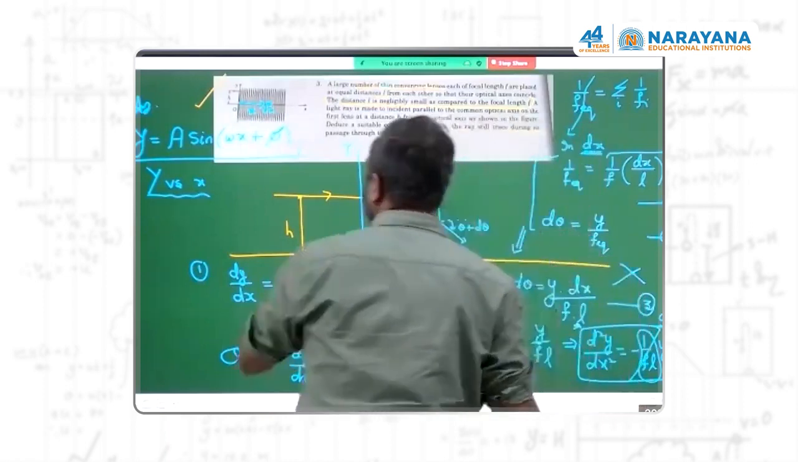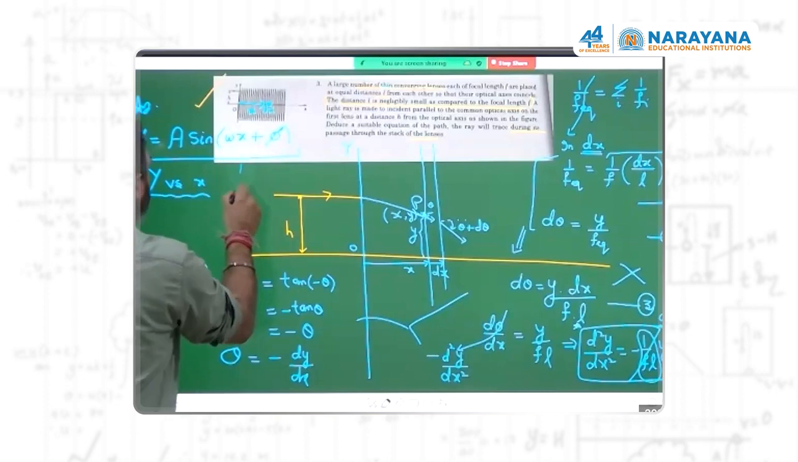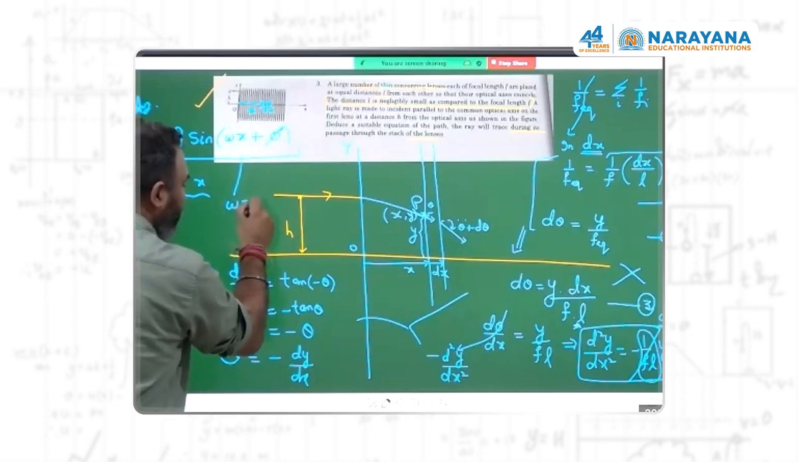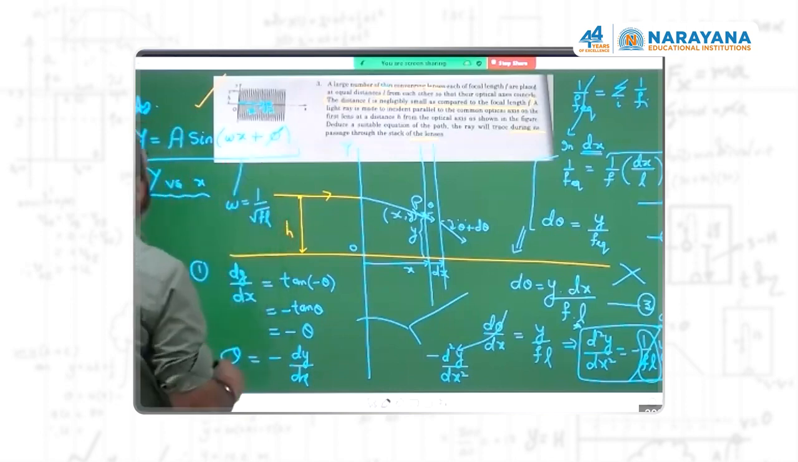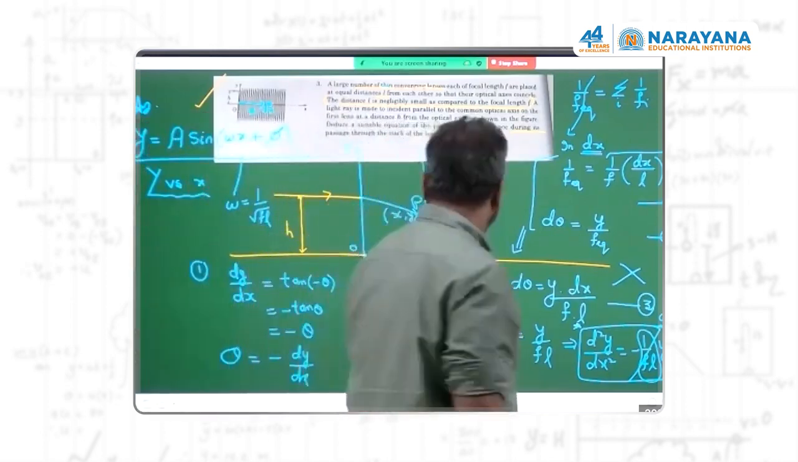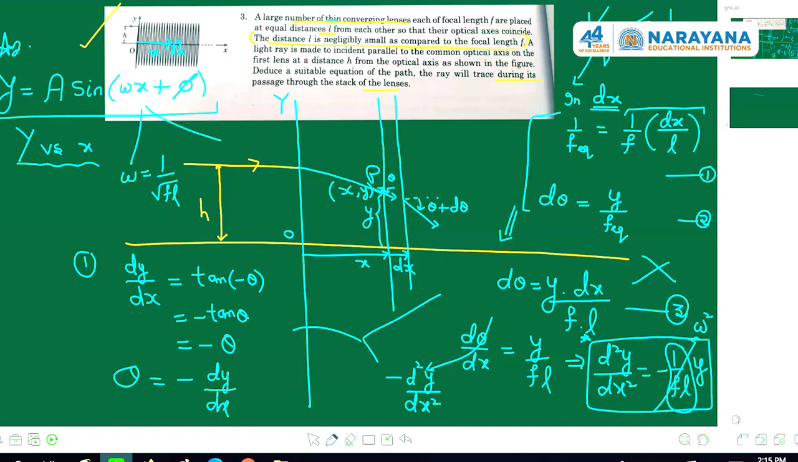Right? Omega is known to me. So there are three parameters here: omega, phi, and a. I think easily you can answer this. Omega is 1 by root of fl. And for a and phi, I think initial conditions are given, like x is equal to 0. So I think h is a sine phi. And not only this, the slope is also 0 there.